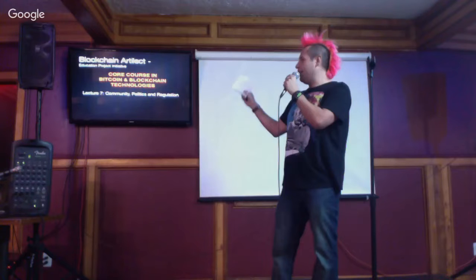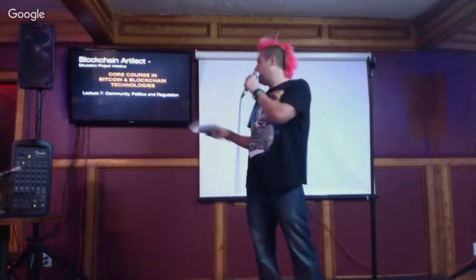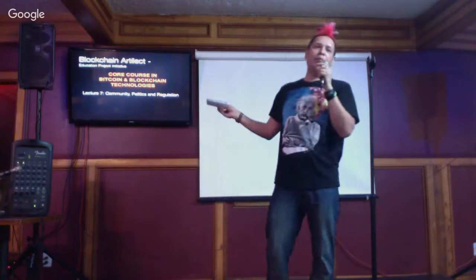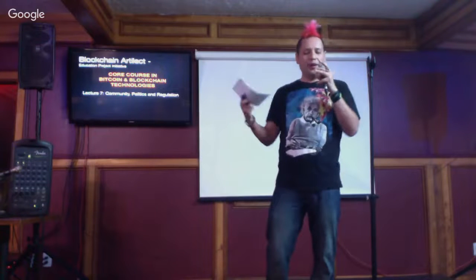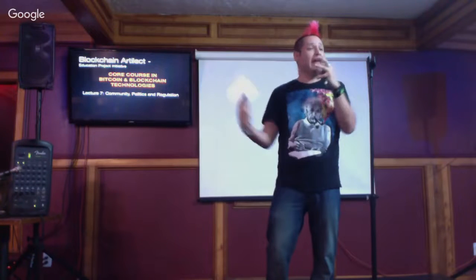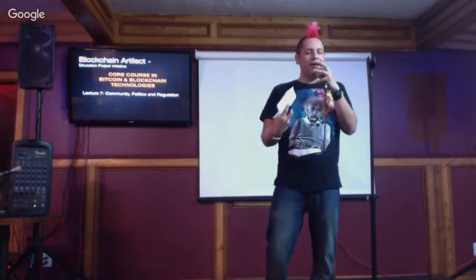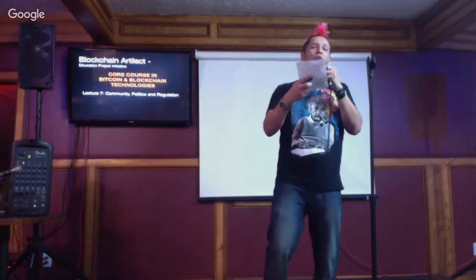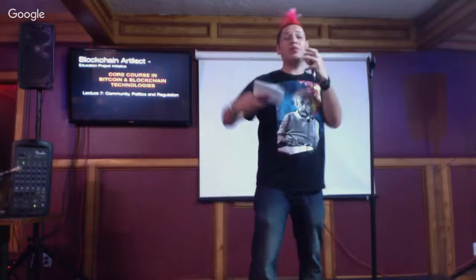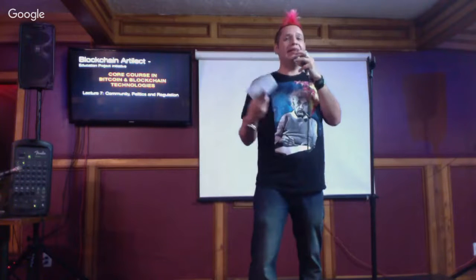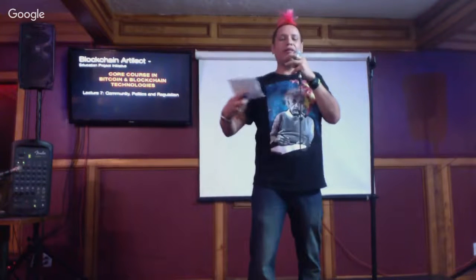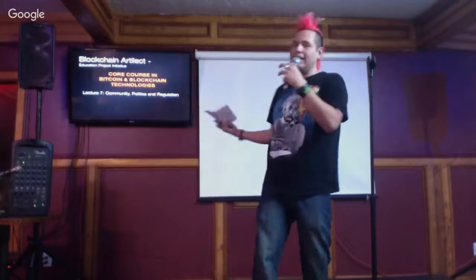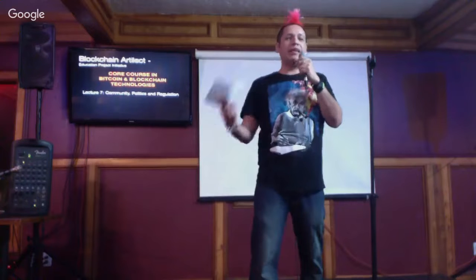We also have another lecture about community, politics, and regulation. This one's very important because it talks about the community underpinnings of Bitcoin, where it came from. It's very, very important to know where Bitcoin was conceptualized first. It was back in 1988, as digital cash. So there have been a lot of efforts in the past to try to create a system just like Bitcoin.